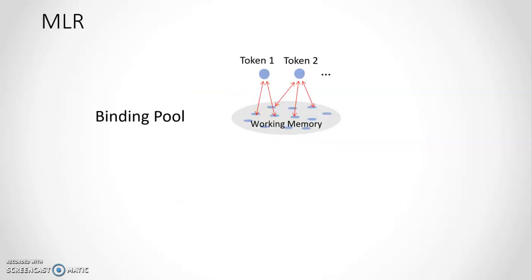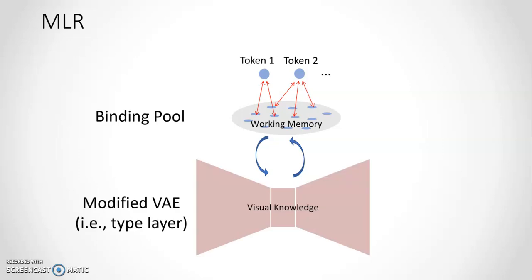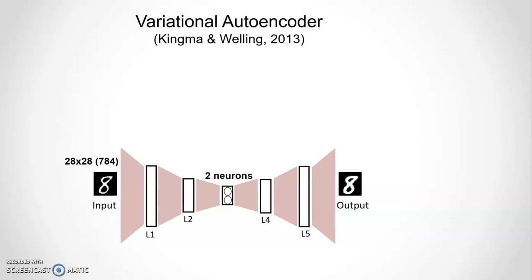Similar to the binding pool model proposed by Swan and Wyble, the MLR model has tokens and the binding pool layer, but instead of a type layer, it has a VAE, a neural network that learns to represent complex patterns as opposed to simple features like color and orientation. VAE was first introduced by Kingma and Welling.